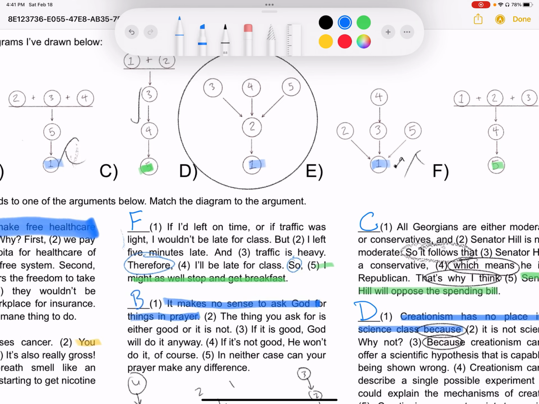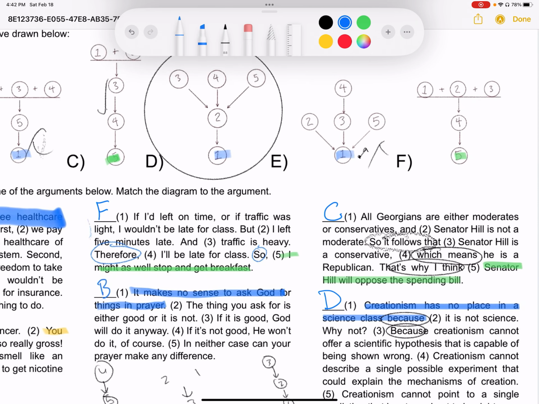But notice that F makes sense, right? If I'd left on time or if traffic was light, I wouldn't be late for class, but I left 5 minutes late and traffic is heavy. That's why I think I'll be late for class. That makes sense. And I'll be late for class, that's why I think I might as well stop and get breakfast. That makes sense too, right? It scans.